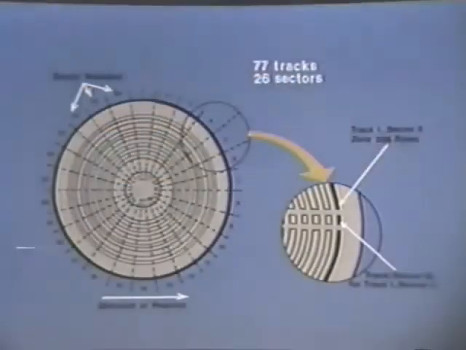During formatting, the undefined magnetic particles are redefined into 77 tracks, and each track further refined into 26 sectors on which programs and data can be stored. A formatted diskette is also created when it is to be used only for data storage without a disk operating system.